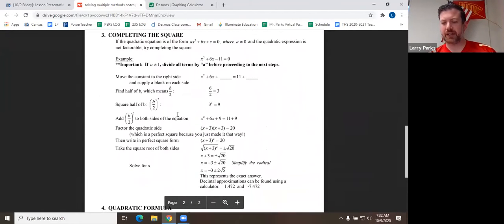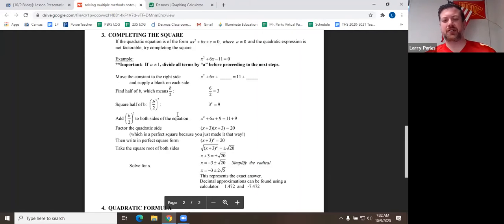Completing the square, I'm not sure I will have enough time to show you that method, but here are some notes over completing the square. I never use this method. I don't find it very efficient. This method is good if you want to find, say, the vertex, which would be the bottom of the parabola or the top of the parabola. But if all you want is the solutions, then I don't recommend completing the square. But I may try to show you one here or there.